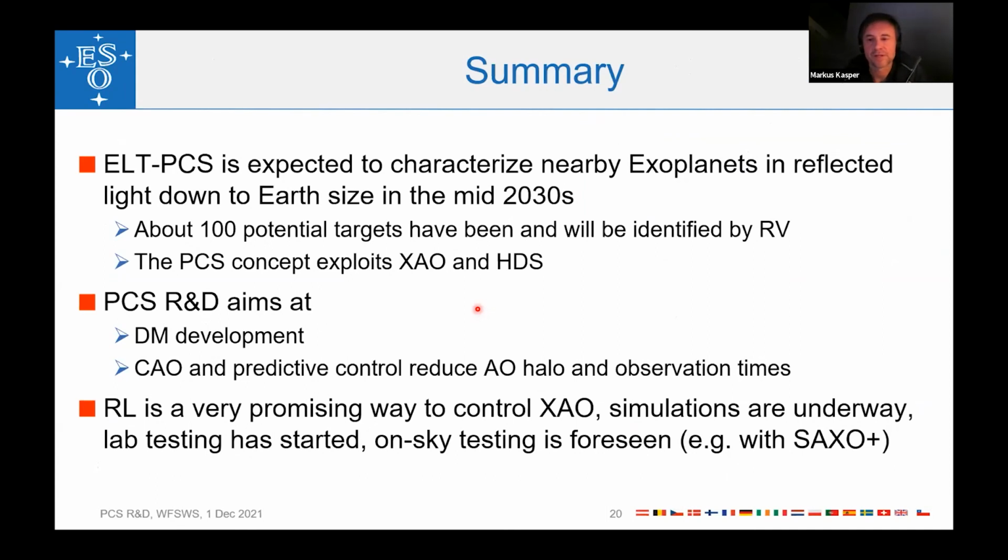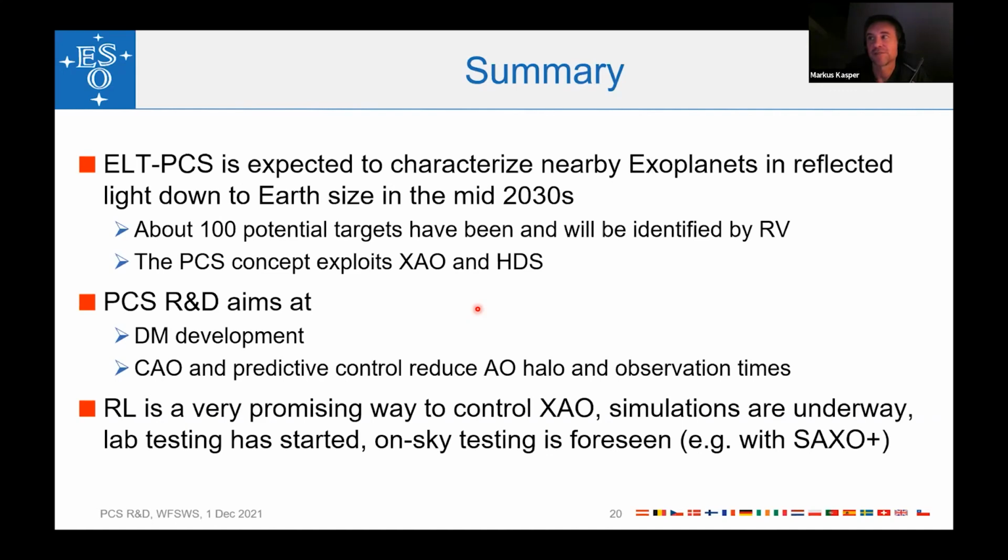So this already brings me to my last slide, with a summary of the main points I want you to take away. ELT PCS is expected to characterize nearby exoplanets in reflected light down to Earth size in the mid-2030s. We have about 100 potential targets that we expect to be able to observe, and a large chunk of these 100 has already been identified. Maybe there will be more to come.